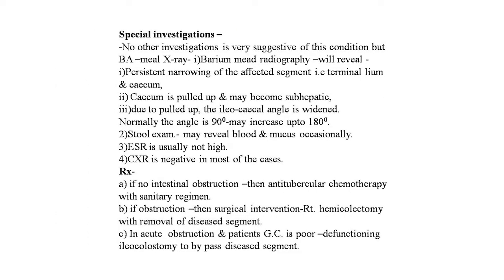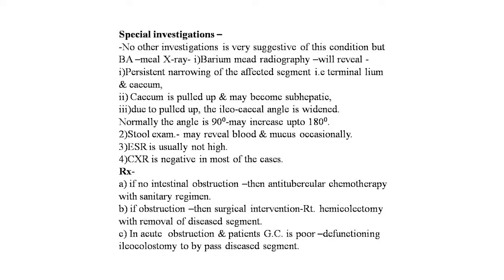Now the special investigations that should be performed in hyperplastic ileocaecal tuberculosis: no other investigation is very suggestive of this condition, but barium meal X-ray is very indicative. Barium meal radiography will reveal persistent narrowing of the affected segment, that is the terminal ileum and caecum. The caecum is pulled up and may become subhepatic. Due to this pulling up, the ileocaecal angle is widened. Normally the angle is 90 degrees, and it may increase up to 180 degrees.